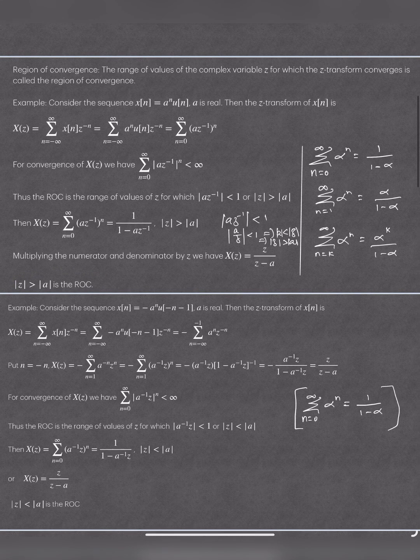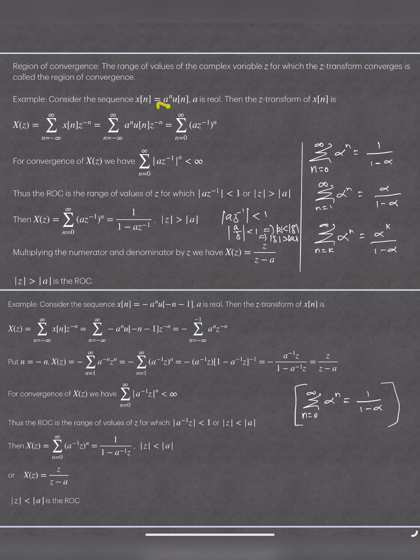Now this is a right-sided sequence. We took a power n into u of n and we got the answer for its z transform, which is going to be z by z minus a, or 1 by 1 minus a z inverse. We can write it like this also, but the region of convergence is mod z greater than mod a, right?